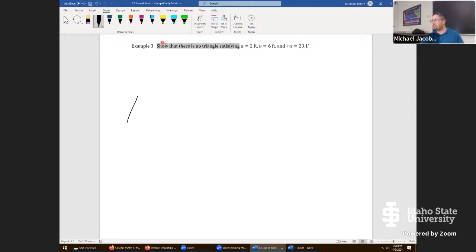We have a short side length of 2 feet, a longer side length of 6 feet. So I'll kind of just go about like that. Doesn't have to be perfect, but trying to maintain the proportions can help. So 6 feet going this way. Those are all the side lengths we know about on this. But we have an angle measurement of 23.1 degrees. This says alpha. So 23.1 degrees should be opposite of the side length A. It will be right here for alpha.